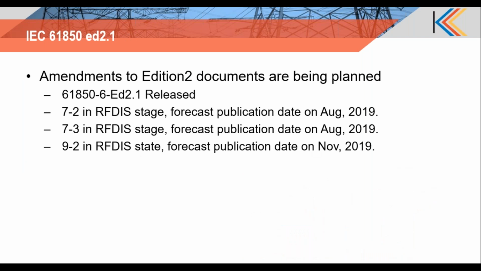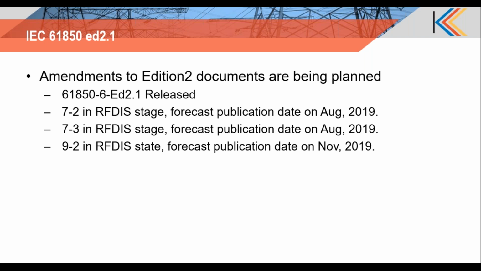So this is the current status of edition 2 specification. The latest one that was released is the IEC 61850-6 edition 2.1. So 2.1 is basically an amendment to edition 2. So that's called 2.1. It's not called edition 3 or anything. Instead, since it's an amendment, it's called edition 2.1.